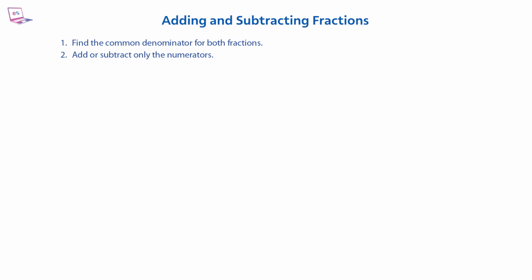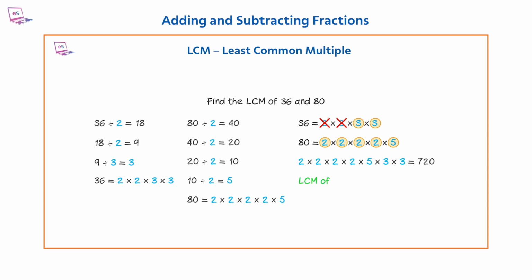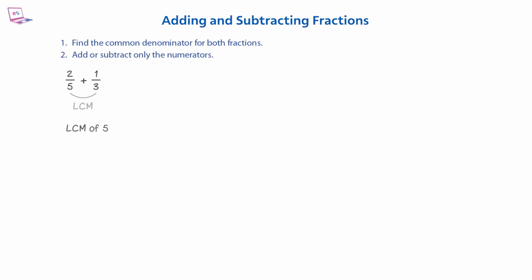Let's see an example of adding two fractions. Here, you have to add 2/5 and 1/3. First, we have to find a common denominator for both fractions. The easiest way is to find the LCM, or the lowest common multiple of the numbers. You can find the LCM of two numbers using the multiples method, or prime factorization. We have explained both methods in our earlier videos. LCM of 5 and 3 is 15.